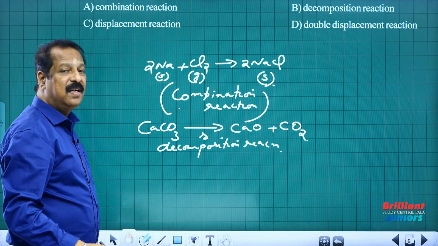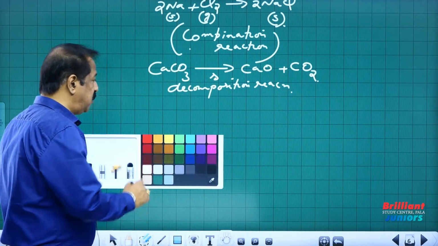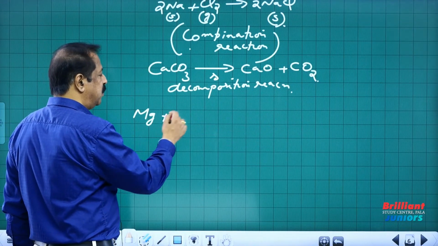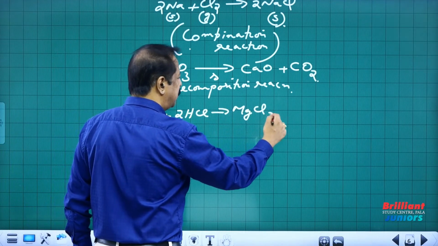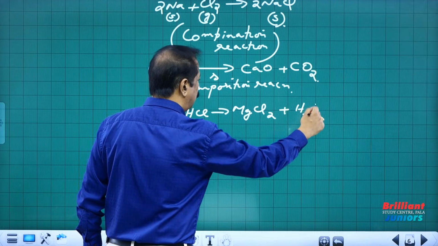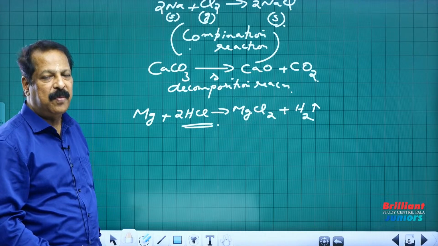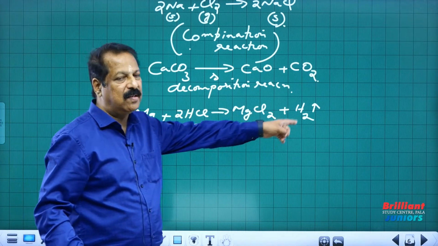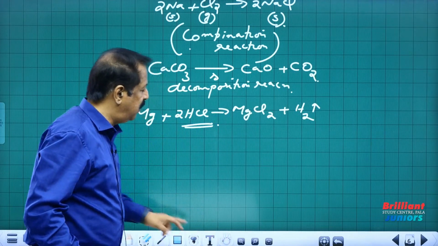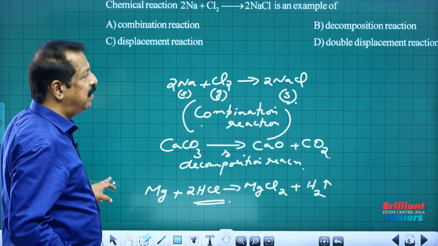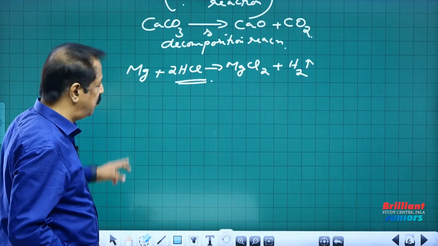And the third one is displacement reaction. I have told you, magnesium combined with hydrochloric acid gives MgCl2 plus hydrogen. So hydrogen gas comes out from HCl. It is an example of a displacement reaction, and hydrogen comes out as gas, represented by an upward arrow. And the next one is double displacement, or double decomposition we can say.